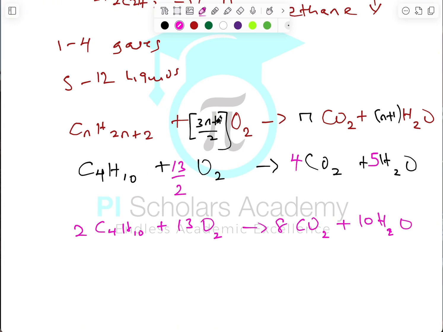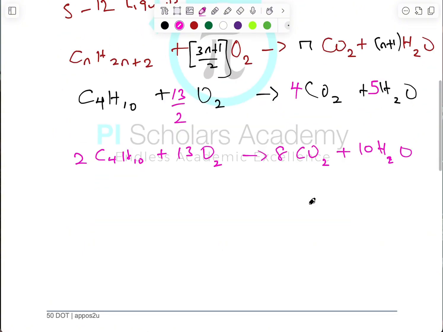So 3 times 4 is 12, 12 plus 1 is 13. You can put 4 here, and you can put 4 plus 1, which is 5, here. So this formula will help you to balance the equation so fast. But you can also balance it normally. I've also taught how to balance chemical equations. So that's the first reaction that they undergo. Like I said, they don't really undergo plenty of reactions. So they undergo combustion. The next one that they undergo is substitution reaction.